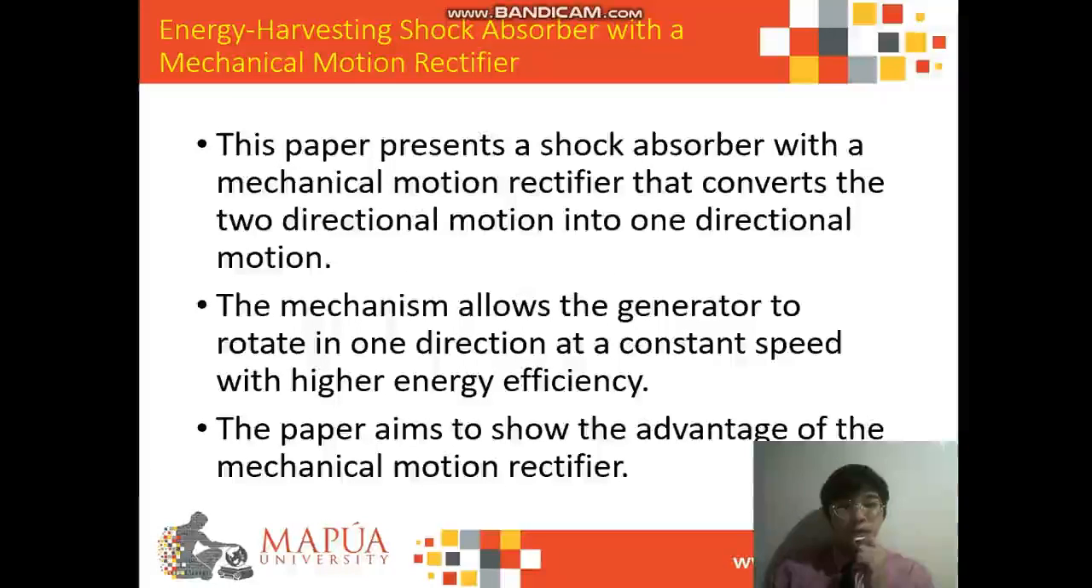Next study is about energy harvesting shock absorber with a mechanical motion rectifier. So this paper presents a shock absorber with a mechanical motion rectifier that converts the two-directional motion into one-directional motion. The mechanism allows the generator to rotate in one direction at a constant speed with higher energy efficiency. So this paper aims to show the advantage of the mechanical motion rectifier.